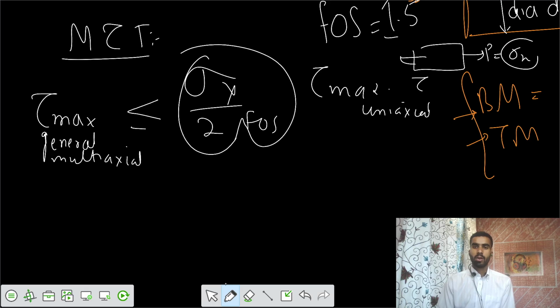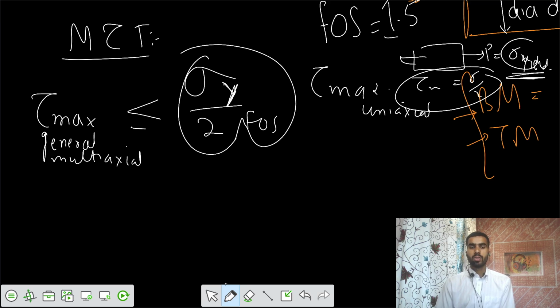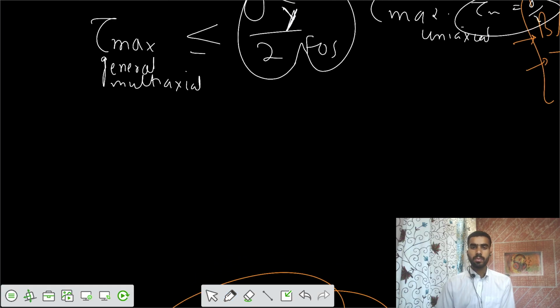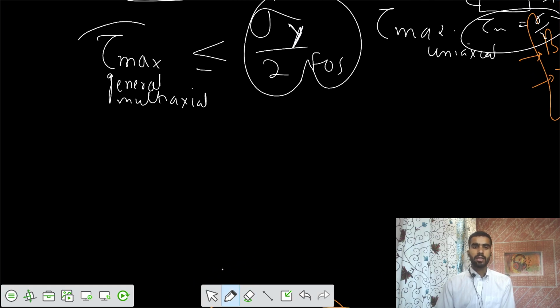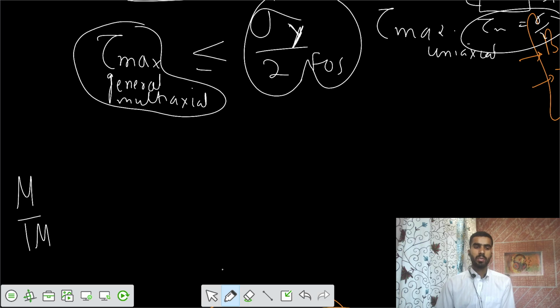So finally you say tau max equals sigma by 2, that's sigma y by 2, where sigma y is the yield strength in the uniaxial testing. So your tau max should be less than or equal to sigma y by 2 times factor of safety. Now, one more thing: how can you get the sigma max? You are provided with the bending moment and the torsion moment, so from these you can get sigma and you can get tau.